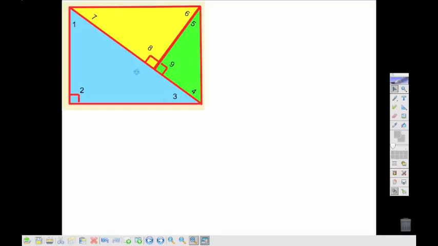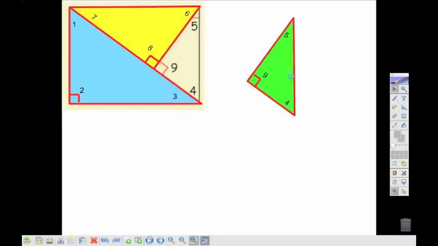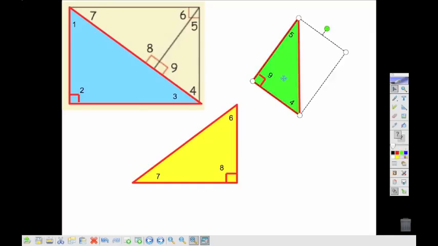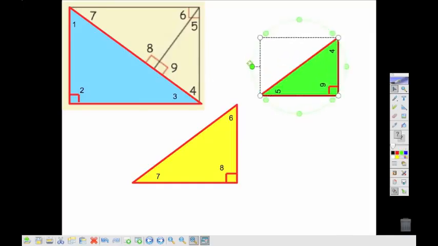So if I take a rectangle, remember we can draw a diagonal and get two congruent triangles here. If I pull these apart, we'll notice that these are all similar triangles. Maybe we'll need to turn them a little bit. And this one would maybe need to be flipped over, but we can see those similar triangles in there.